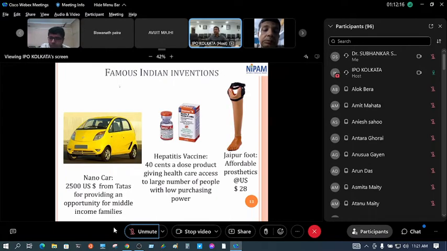These are some other famous Indian inventions, like this Nano car, hepatitis vaccine, and this Jaipur foot. One of the basic features of all these Indian inventions is that they are less costly in price.